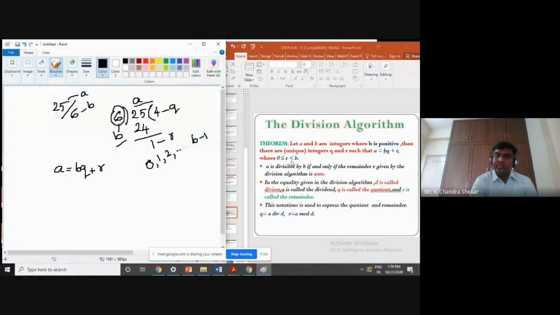Concentrate. Okay. Now, A is divisible by B if and only if the remainder R given by the division algorithm is 0.